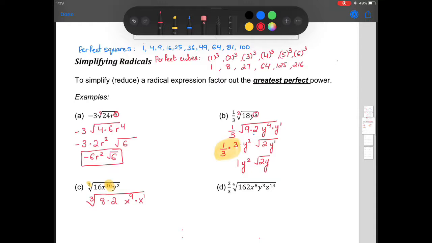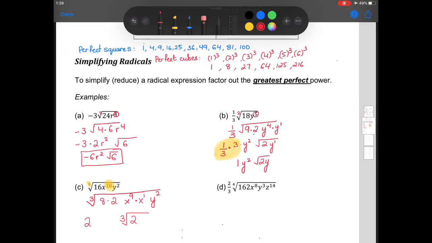And if your power is smaller than the index or the root, just leave it as it is. 2 is smaller than 3. I can't really break it down because it won't go into it. So now how do I simplify it? Just like we did for a and b. What's the cube root of 8? It's 2. 2 is a non-perfect cube, so it stays under.